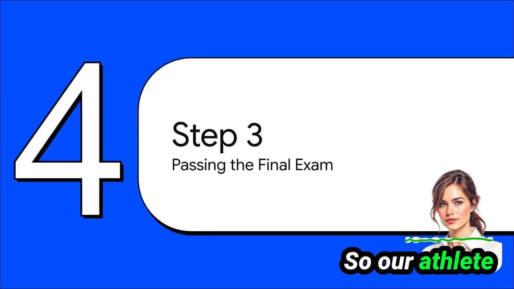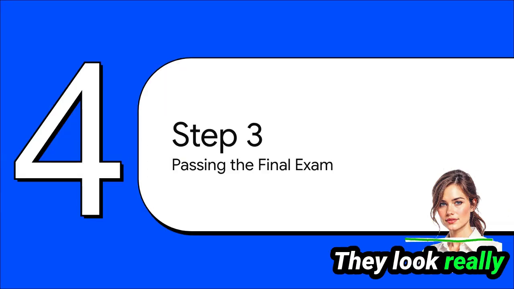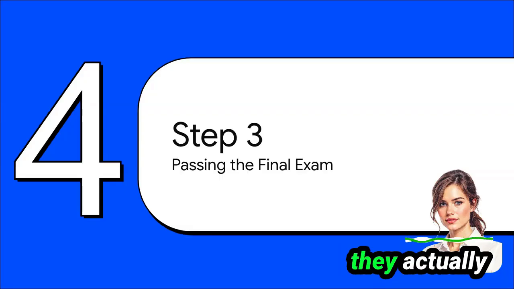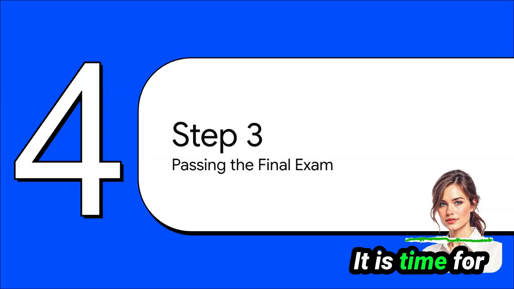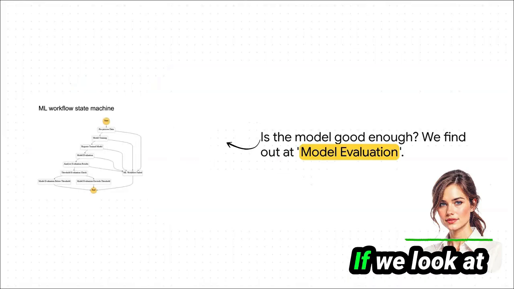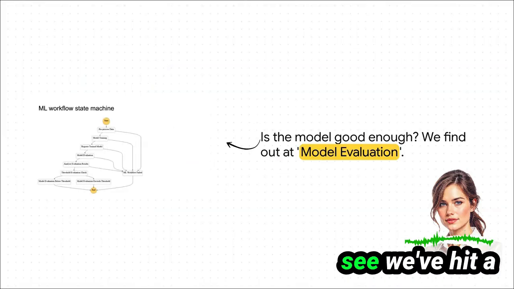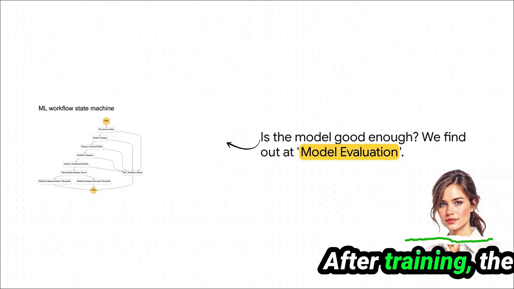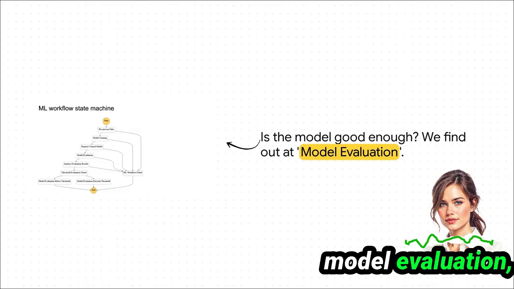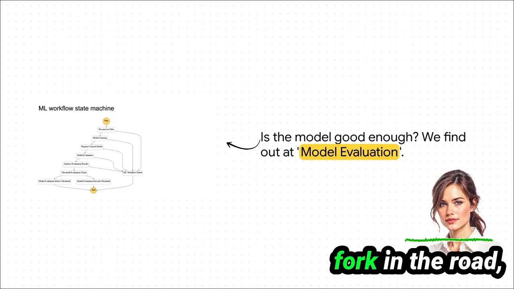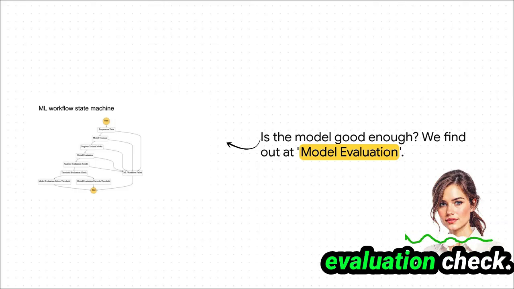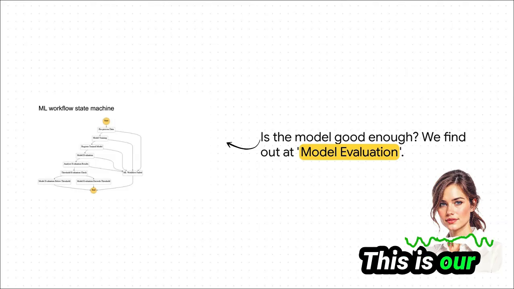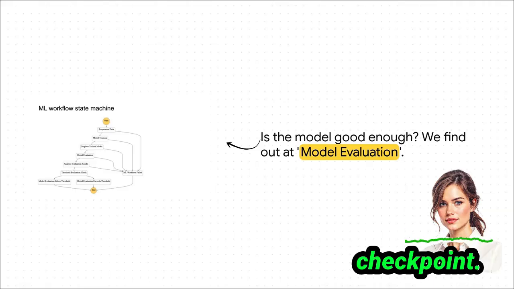Okay, so our athlete has been training hard, they look really strong, but are they actually ready for the big game? We have to test them. It is time for the final exam. If we look at our map, you'll see we've hit a really important decision point. After training, the path flows into model evaluation, and then to this fork in the road, the threshold evaluation check. This is our automated quality control checkpoint.